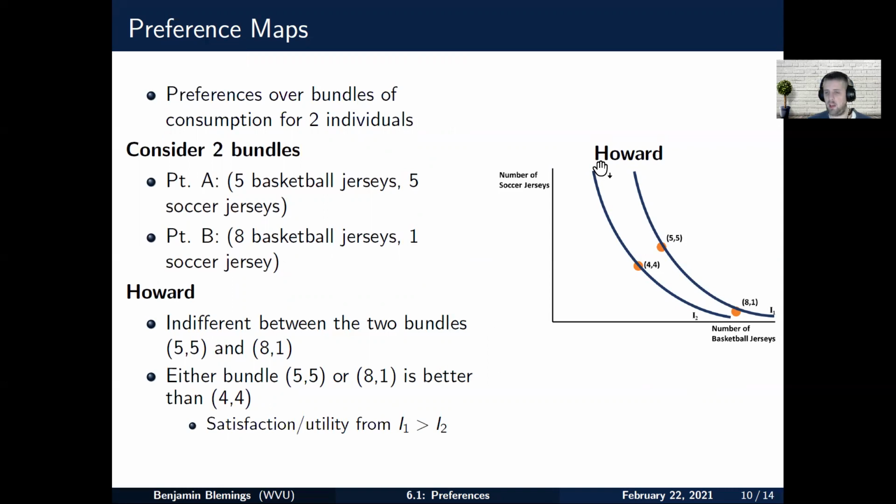And in this case, we have a curve that is closer to both axes, and I'm calling that I2. And I2 runs through this point 4, 4. And we know that 5, 5 compared to 4, 4, Howard would prefer 5, 5 to 4, 4 because by a property of more is better, 5, 5 must be preferred to 4, 4. And so he gets a greater amount of satisfaction or utility from being on I1 than being on I2.